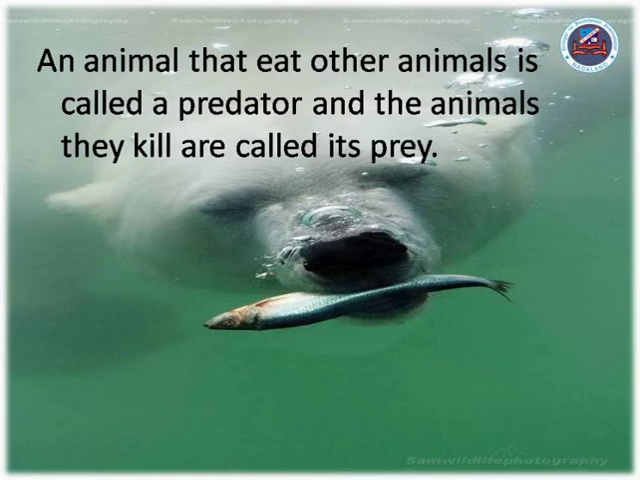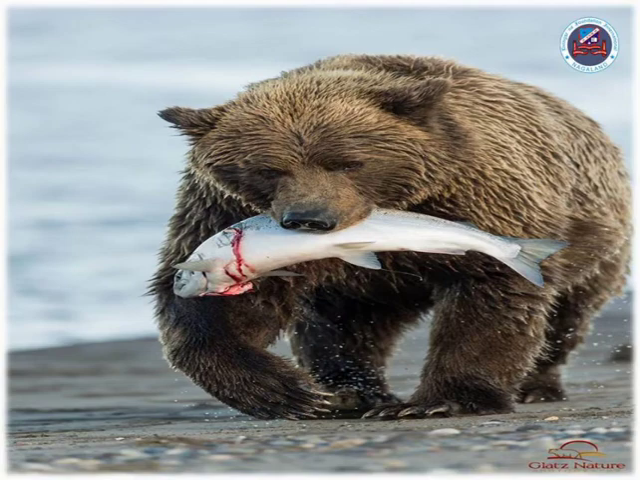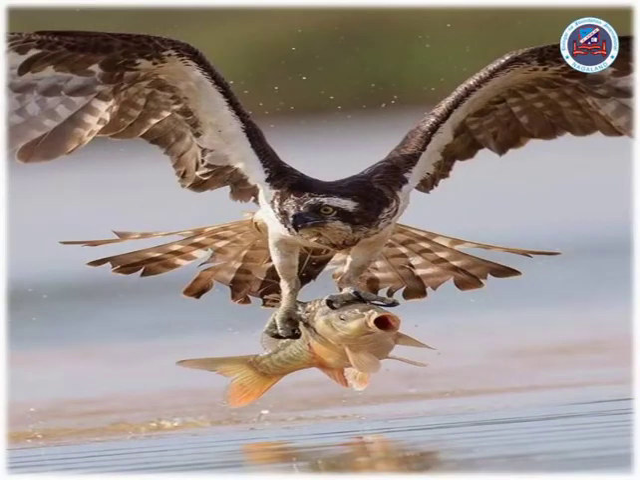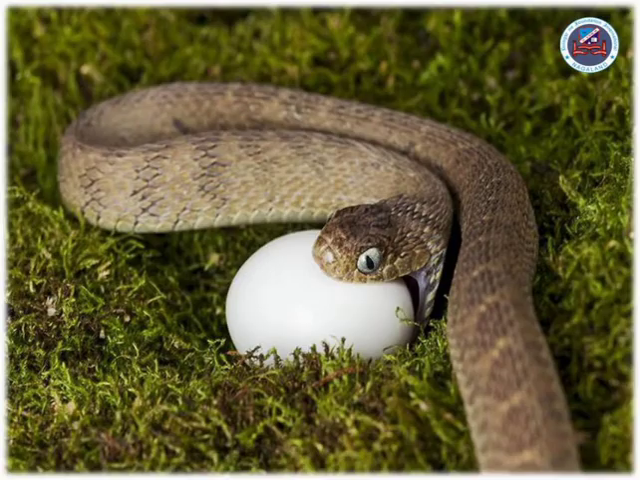Look at this example. A brown bear is a predator and its prey is the fish. A lion is a predator and its prey is giraffe. Eagle feeding on fish, frog on insects, snake are predators. Some kill their prey with venom, but this snake is swallowing its prey whole. Sometimes there is more than one predator in a food chain.